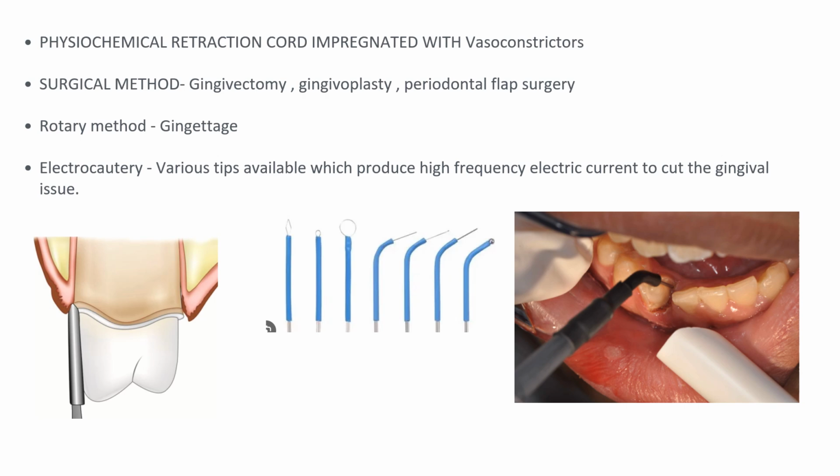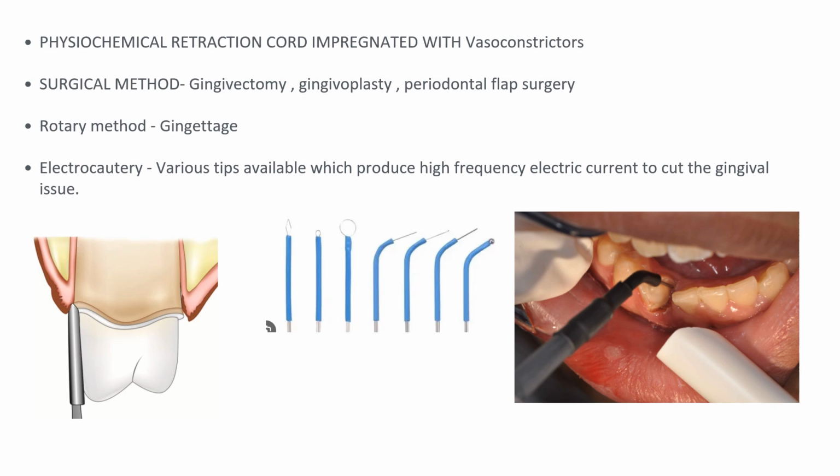Examples are surgical methods, wherein we use blades to cut the gingival tissue. Examples are gingivectomy, gingivoplasty, and periodontal flap surgery. And there is something called the rotary method, wherein you use rotary burs to cut the gingival tissue. It is called gingitage. But the problem is that in the rotary method, you will not achieve hemostasis, and there will be extensive cutting of the soft tissue. You will not have control over your treatment.